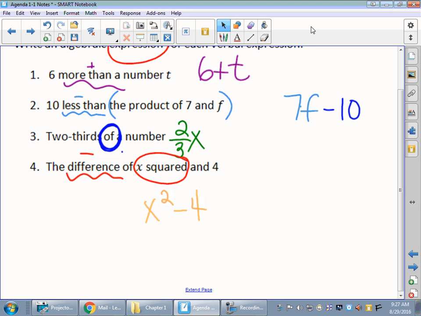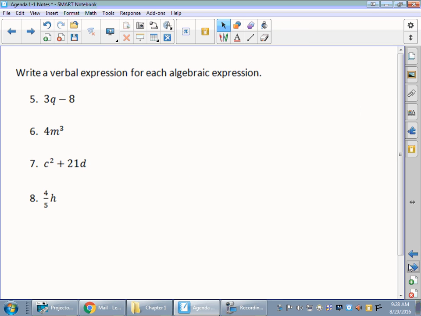So a lot of our problems from this section are going to be this. Turning verbal statements into math statements, or turning math statements into algebraic or verbal. You're going to have to write out some words as well. So write a verbal expression. Let's just do one so that you can kind of get the hang of it. Let's just do number 5. So I've got a 3, a q, and a minus and an 8. Verbally, how would we actually say that?